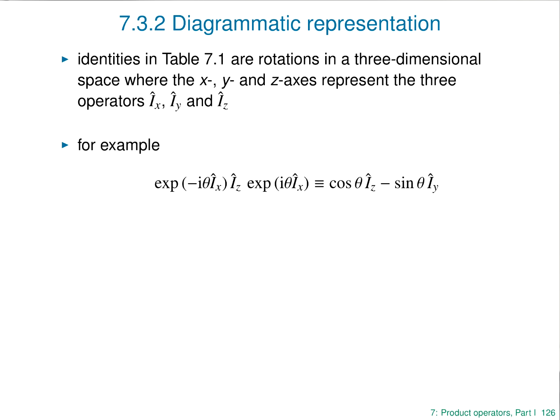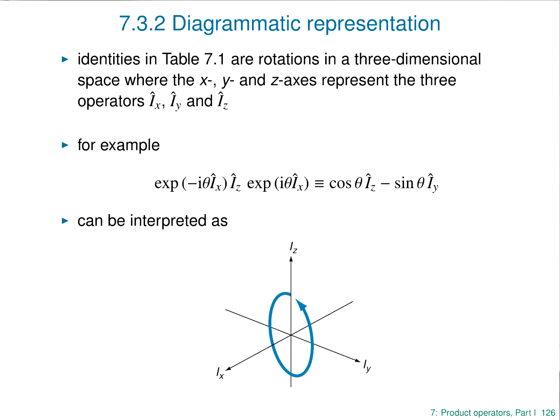So for example, this identity, e to the minus i theta ix, iz, e to the plus i theta ix, I can interpret as a rotation of z about the x-axis, right? So the operator being rotated is iz, the one in the middle, and the axis that I'm rotating about is ix, and I'm rotating through an angle theta. And I can interpret that in a three-dimensional picture here, where the axes are not labelled x, y, and z, but are labelled ix, iy, and iz. I start on iz, I rotate about ix, and that rotates me towards minus iy. And that's all that that identity says. So all of these identities can be interpreted using this geometrical picture.